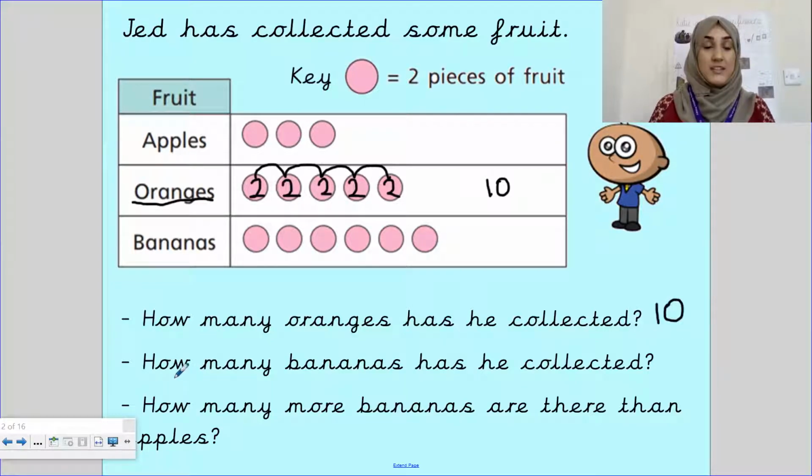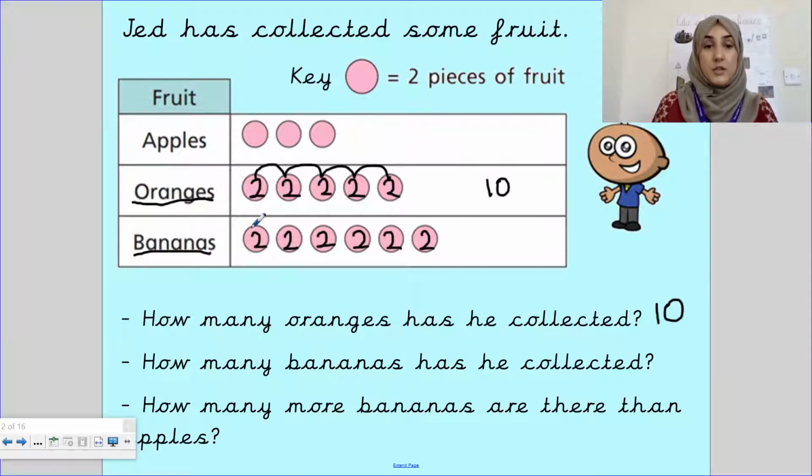Okay, next question. It says, how many bananas has he collected? Now let's find bananas in our chart. Here it is. Now again, each circle equals 2 pieces of fruit. So I'm going to make sure that I put 2 in each one. Now I'm writing 2 in each circle just so I don't forget how much each one is worth, okay? So it makes it easier for me when I'm counting.